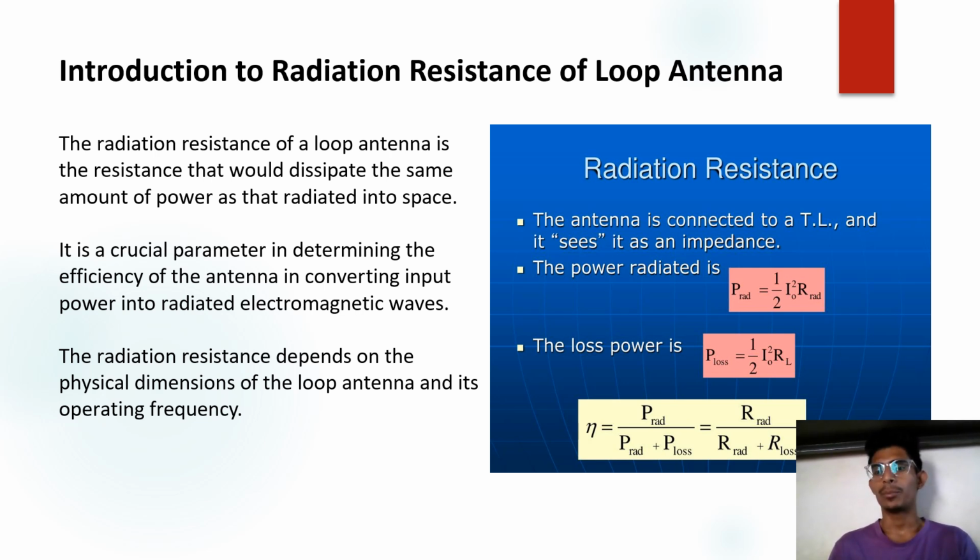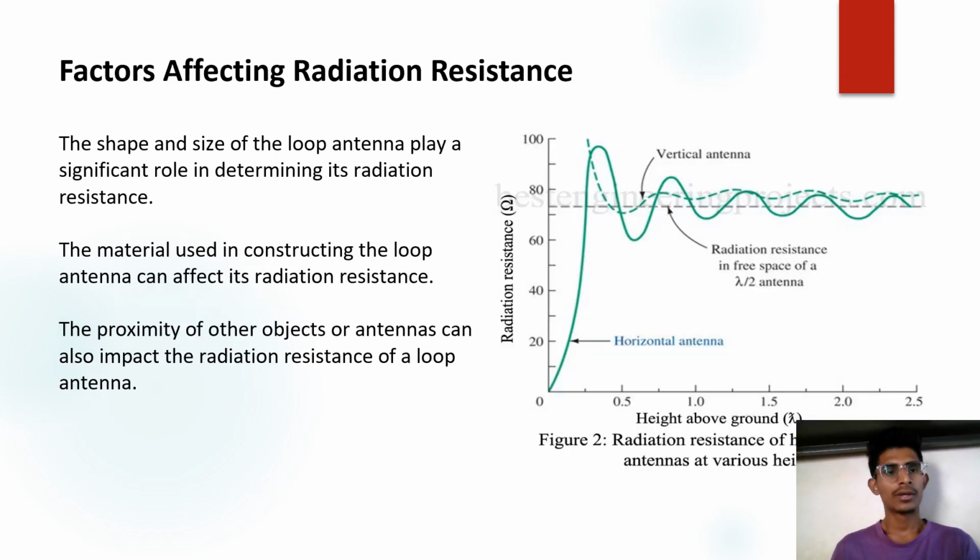Here we have the power radiated equation. P radiated is equal to half I naught square R radiated, where R radiated is the radiation resistance. And we have the power loss, given by P loss is one by two I naught square RL, where RL means load resistance.